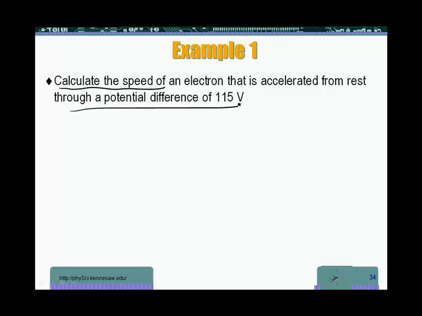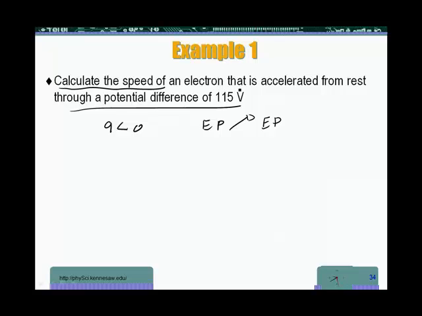They didn't explain what the potential difference is, but remember from what we have learned, for a negative charge, whenever Q is negative, it's going to accelerate when it moves from a low electrical potential to a high electrical potential. That's when it accelerates. So here we have an increase in electrical potential of 115 volts. Remember, the opposite is true for positive charges.